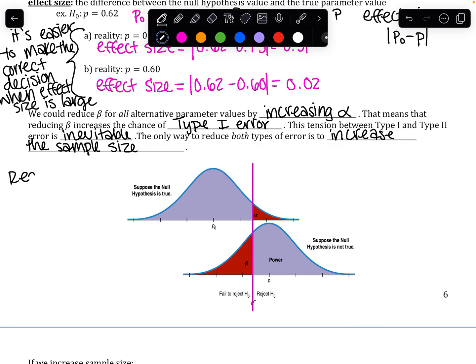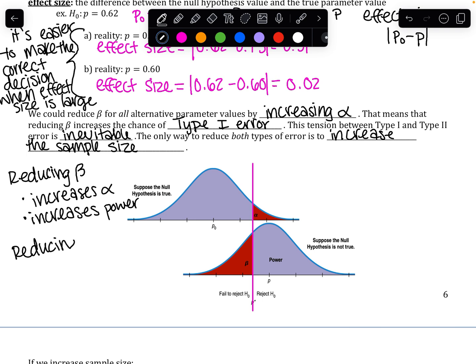So reducing beta will increase alpha and increase the power. Reducing alpha will increase beta and decrease the power. So alpha and beta work hand in hand. Alpha and power work hand in hand. Alpha and beta are kind of opposing.